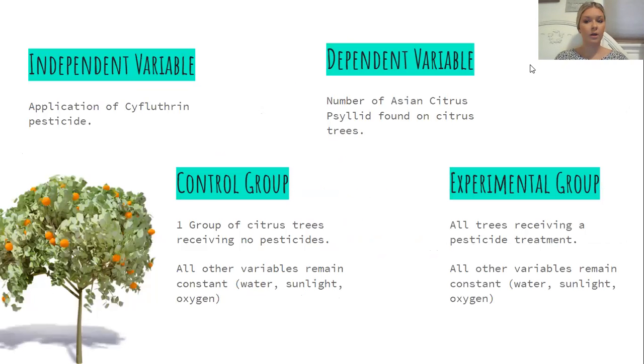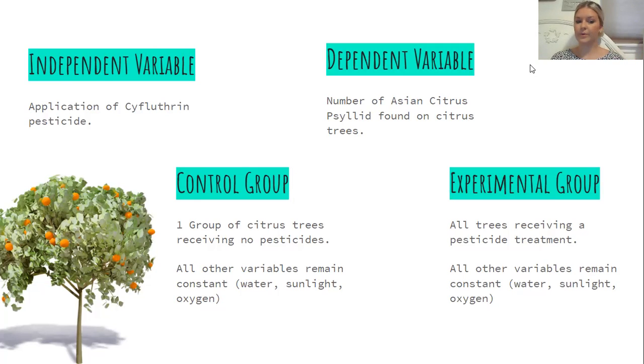All right. The independent variable, so how we were talking about Asian citrus psyllid last week and the application of cyfluthrin. Cyfluthrin is the pesticide that is going to kill the Asian citrus psyllid, supposedly. So that would be the independent variable, application of the cyfluthrin pesticide. The dependent variable is the number of Asian citrus psyllid found on citrus trees, so the number of pests found on those trees. The control group is one group of citrus trees receiving no pesticides.